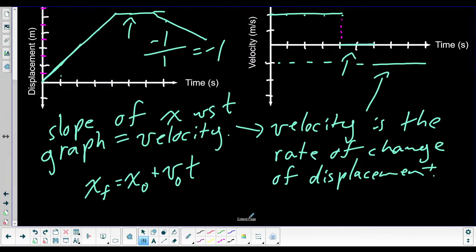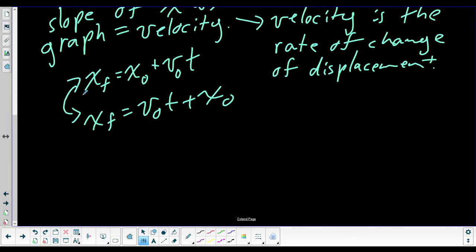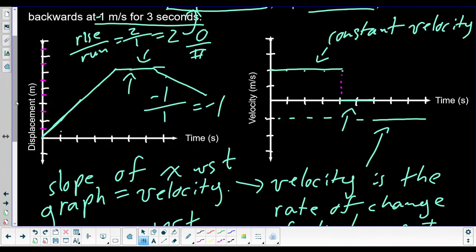So if we rewrite this, I tend to have this formula memorized. The way I usually think about it is this. You can write it either way. They're the same because addition is commutative, so the order doesn't matter. I like to write it this way because then it really lends itself to the y equals mx plus b format. And that really solidifies in my brain that velocity is the rate of change. And if I want to find velocity, I'm looking for the slope of a displacement versus time graph. Cool. So that's what we're trying to look for here.